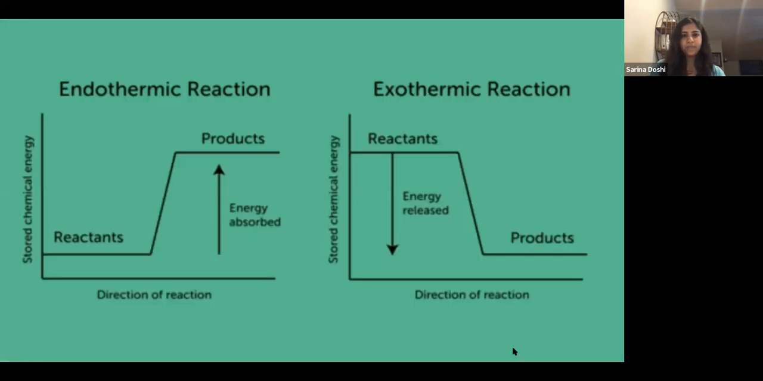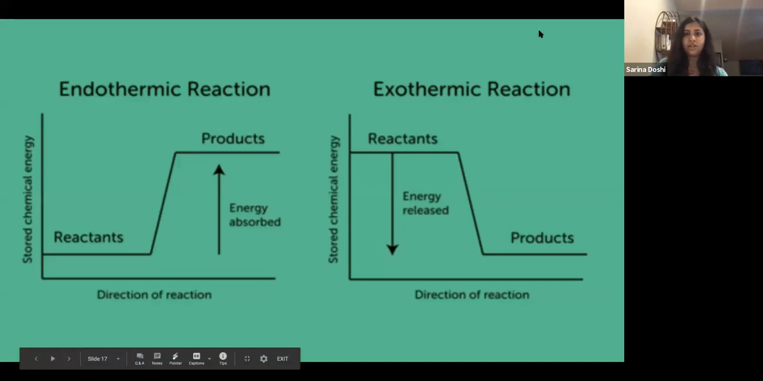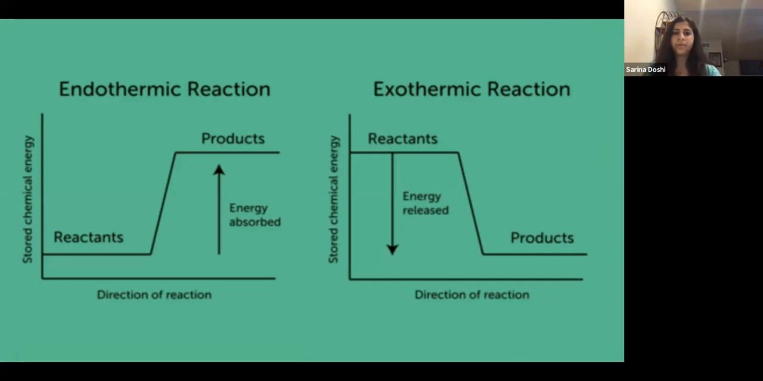Okay. So here we have an image of an endothermic reaction and an exothermic reaction. I'm not really sure what these graphs are called, but I usually call them energy graphs. On the x-axis, you have the direction of the reaction. You can think of it as time that's passed, but usually it'll show the reaction itself right in the middle. It'll show the energy level before the reaction and then after the reaction. We have stored chemical energy on the y-axis, which is pretty intuitive.